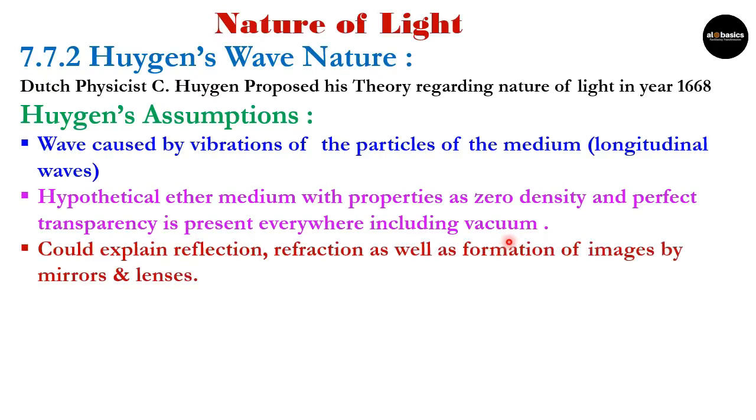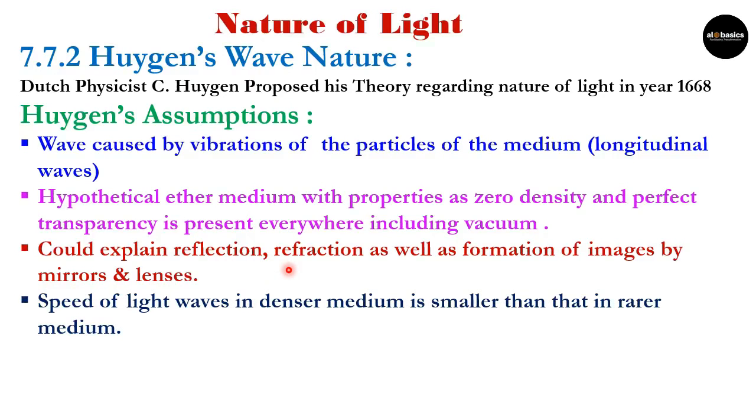Now what is the next assumption? According to the phenomena known at that time, he could explain reflection, refraction, as well as formation of images by mirrors and lenses. This explanation we are going to study in detail in this chapter, so here we will not discuss that. Next, his assumption is that the speed of light wave in denser medium is smaller than that in rarer medium.